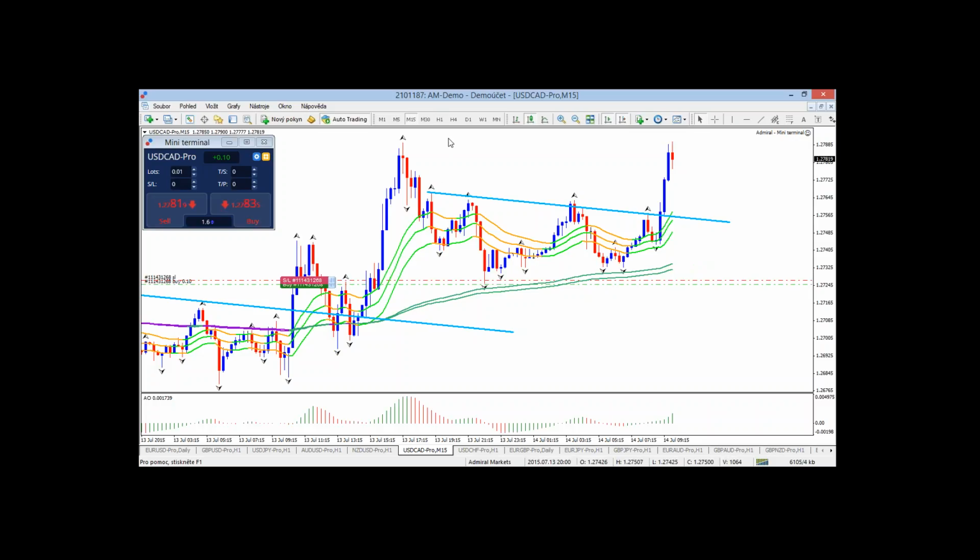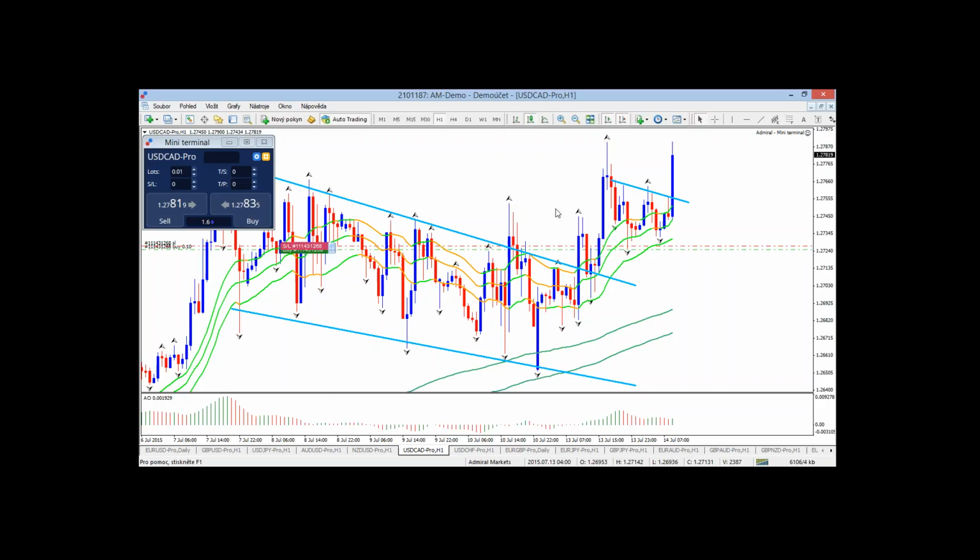So that's the trend line on the 15. And this is basically break, pullback, continuation, pullback, continuation after the bigger break that happened yesterday. So we can keep an eye if there's perhaps any pullback.